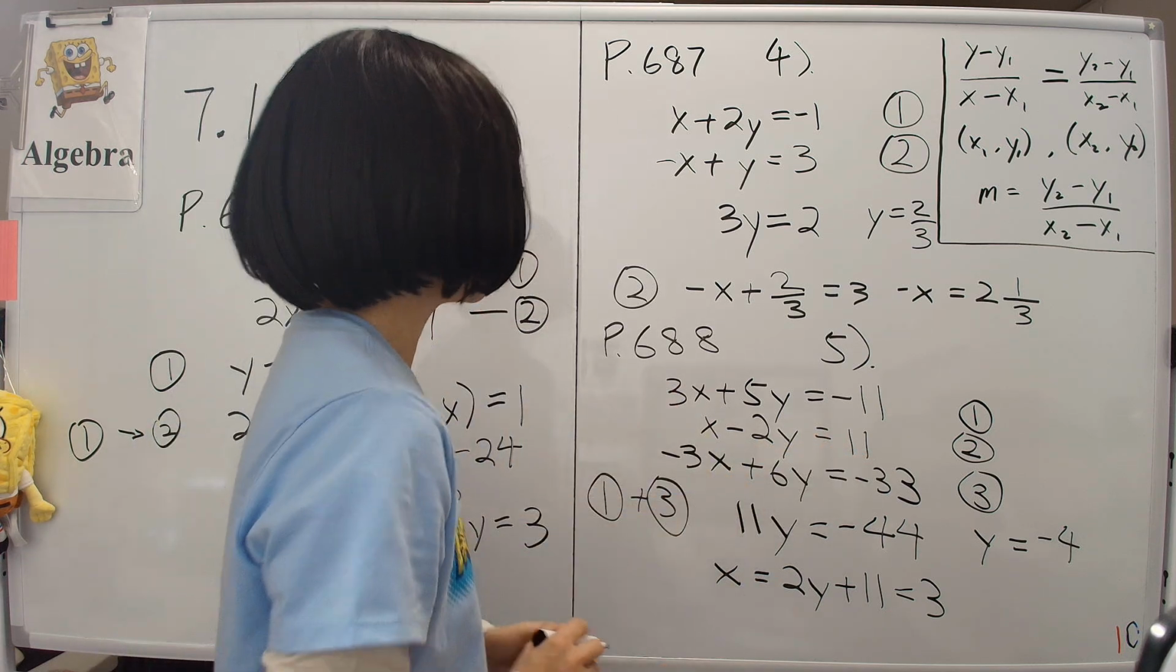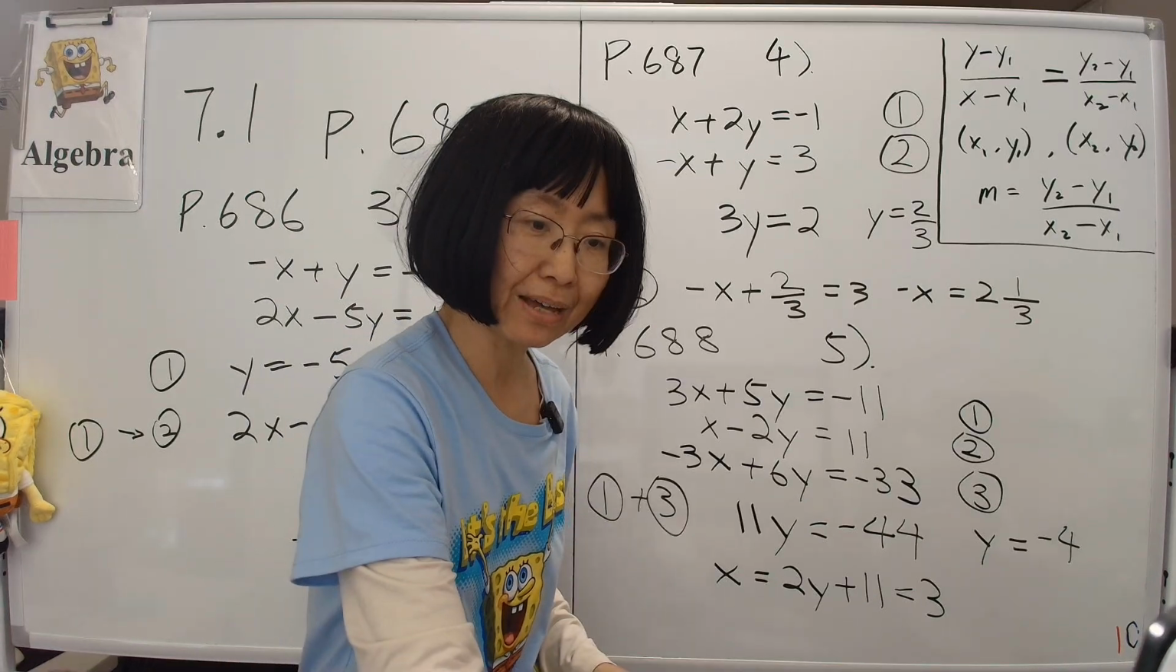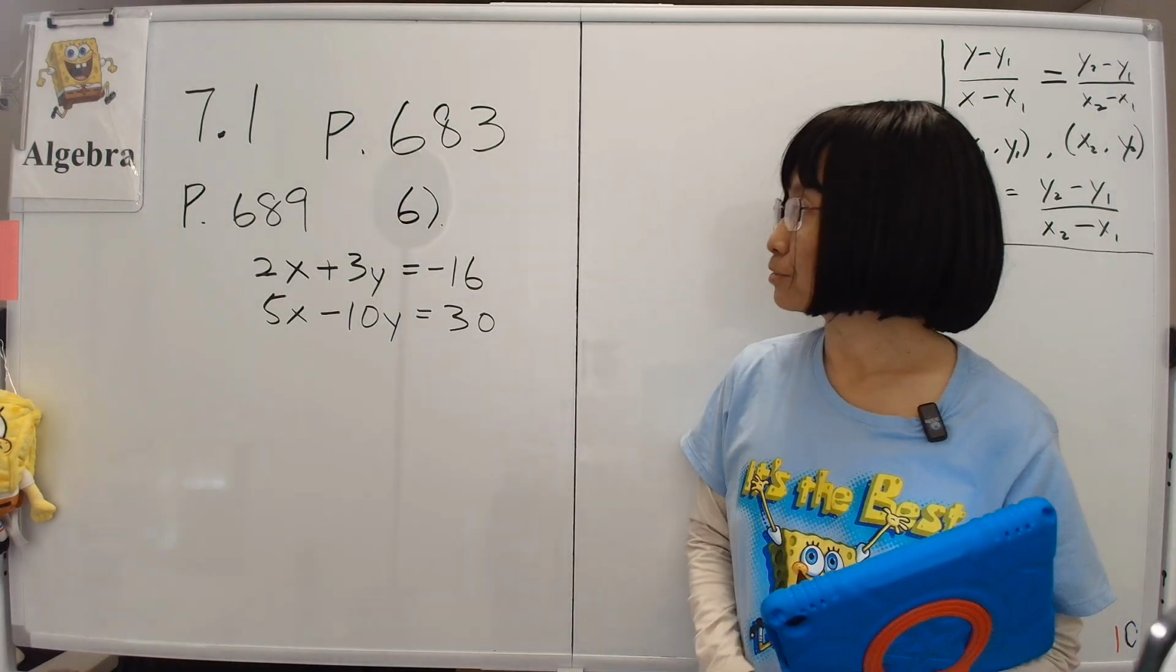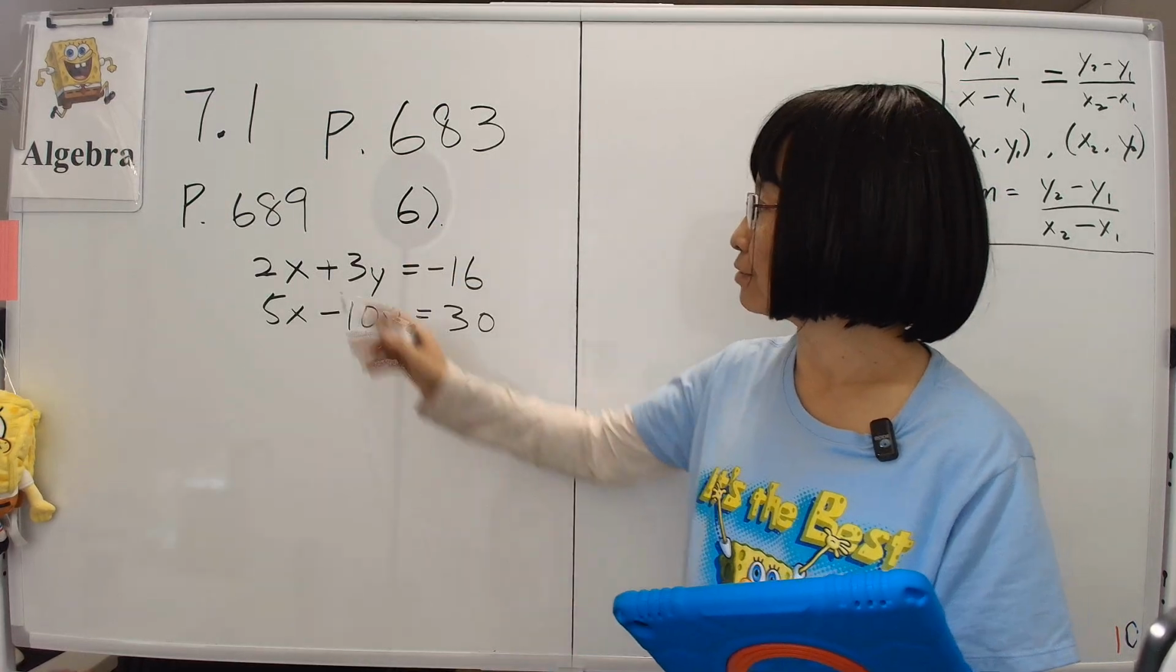So that is working out good. That's the end of example 5. So next, let's do example 6 on page 689, where we have two equations.